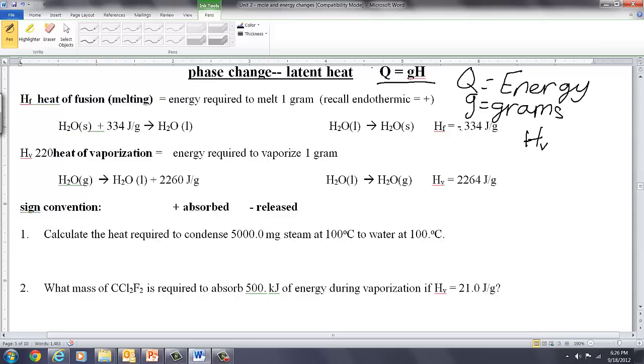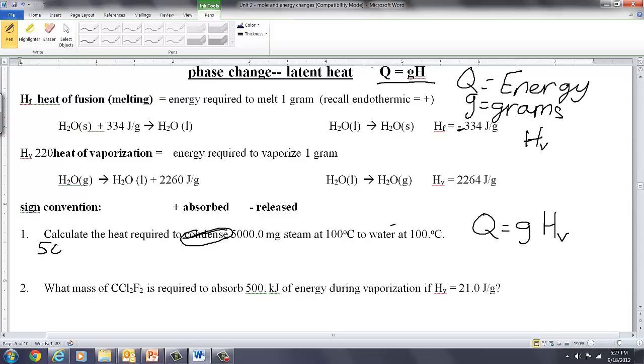Remember, if it's a negative, it's exothermic. Positive means endothermic. So look at what we're doing. We're condensing. 5,000 milligrams of water. Okay, Q, I know I need grams. And this is where I have to say, okay, condensing. Am I vaporizing or am I fusion? That's vaporization. So I need to calculate my Q, but it needs to be in grams.